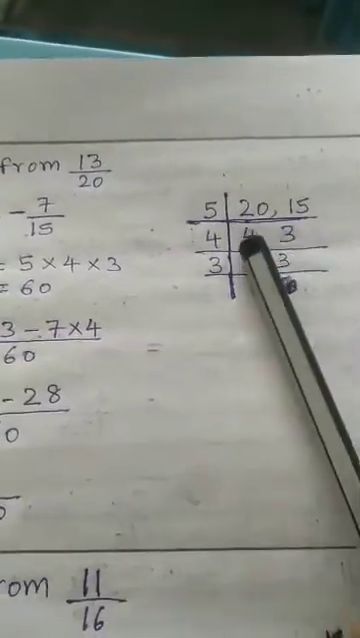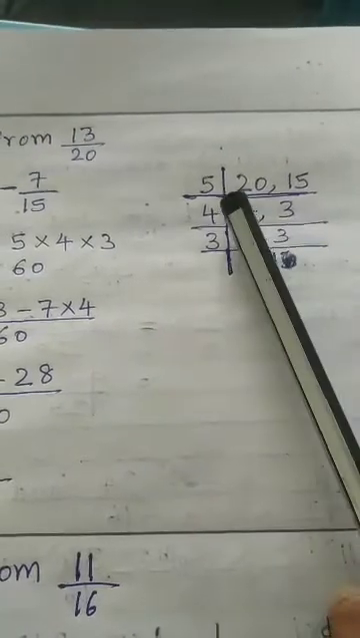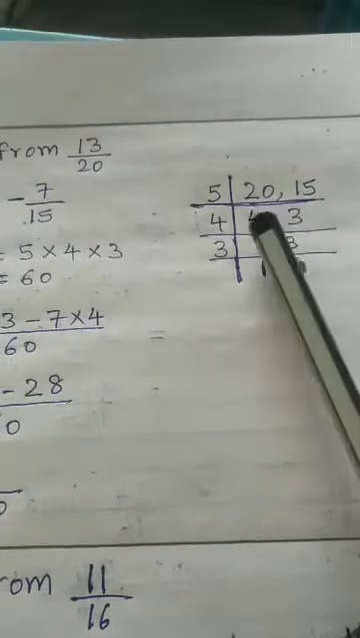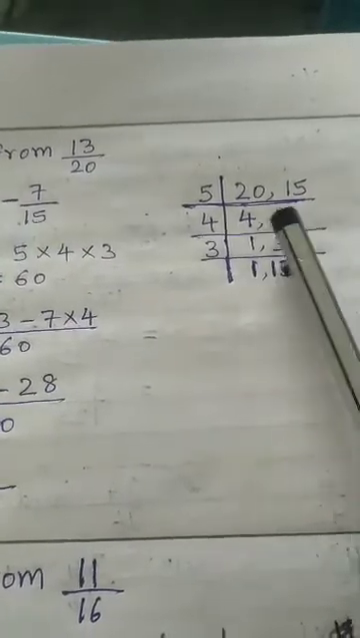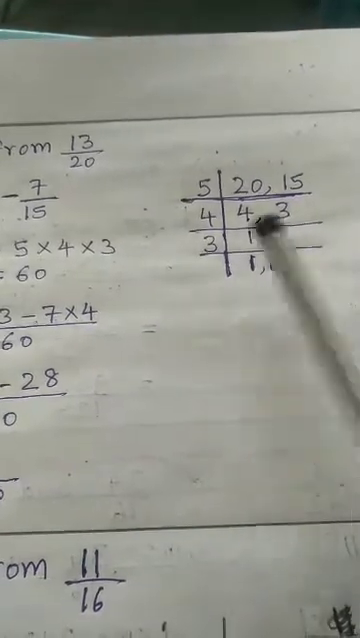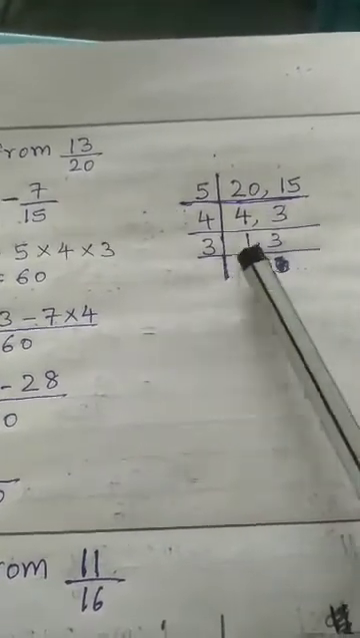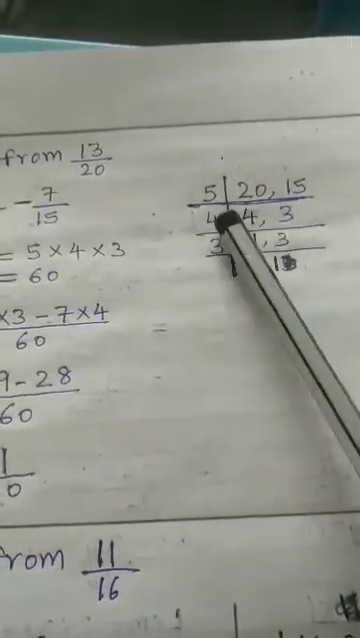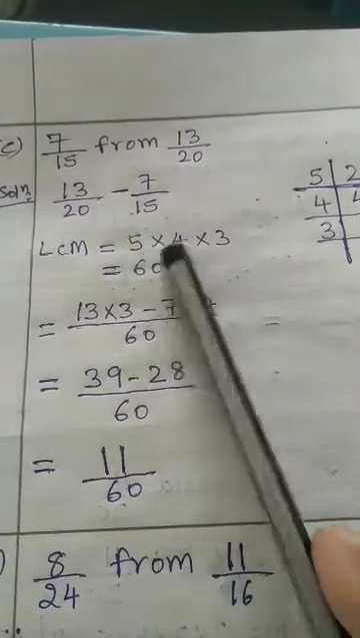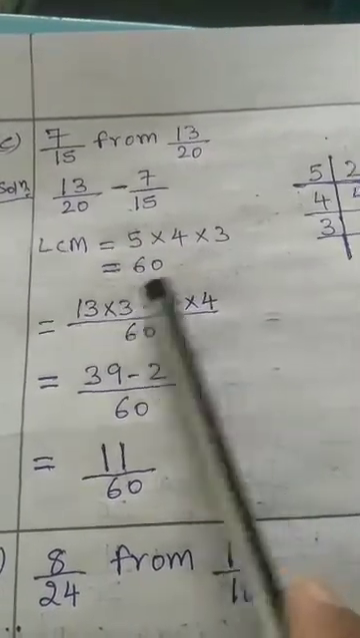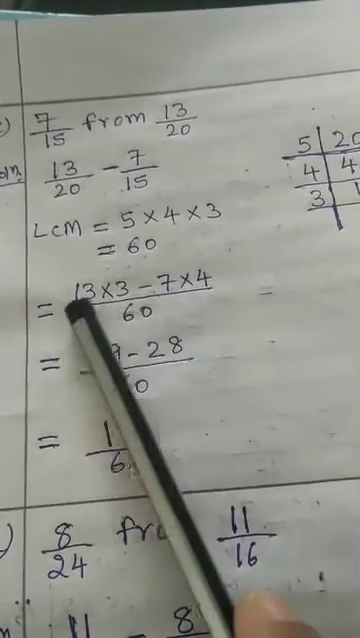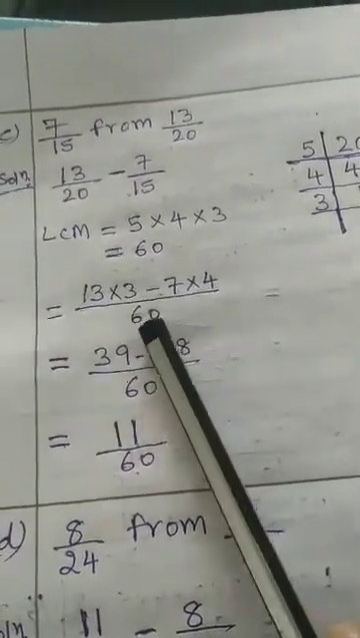As you did in the third chapter, finding the LCM: 20 comma 15. 20 and 15 come in 5 tables. 5 4s are 20, 5 3s are 15. 4 and 3 are independent. So 4 ones are 4, 3 as it is. Next, this 3 ones are 3. 5 into 4 into 3. So LCM is equal to 5 into 4 into 3. 5 4s are 20, 20 3s are 60. So this 60, the LCM, you should write in the denominator here. Put a line like this and write it in the denominator.